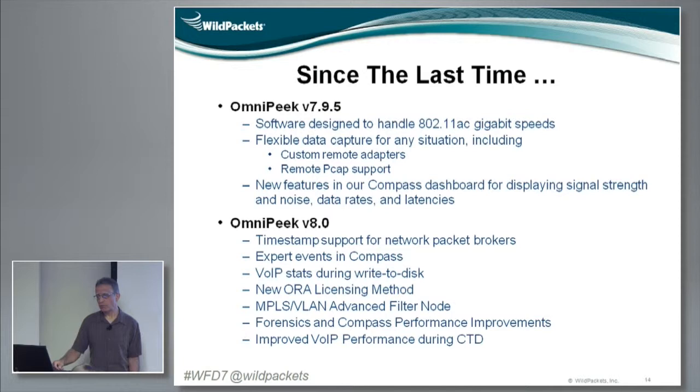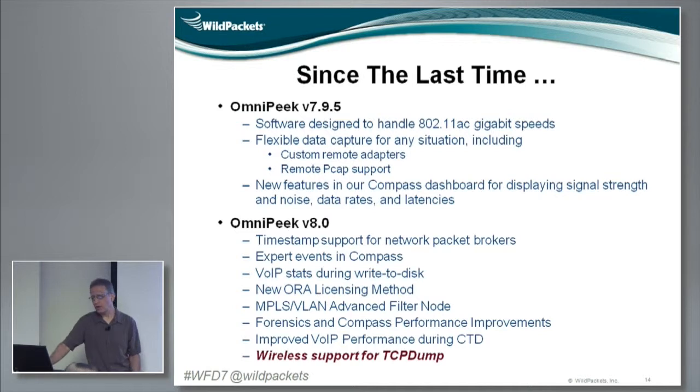VoIP stats when we're writing very, very quickly to disk. Some new licensing around something we call OmniPeak Remote Assistant, which we probably won't talk too much about here today. Some filtering additions around MPLS and VLAN, forensics and Compass performance improvements. The forensics improvements were big, and that's again for our high-speed networks, and then improved VoIP. But lastly, there's this little feature, and I stuck it at the end because it does seem little.